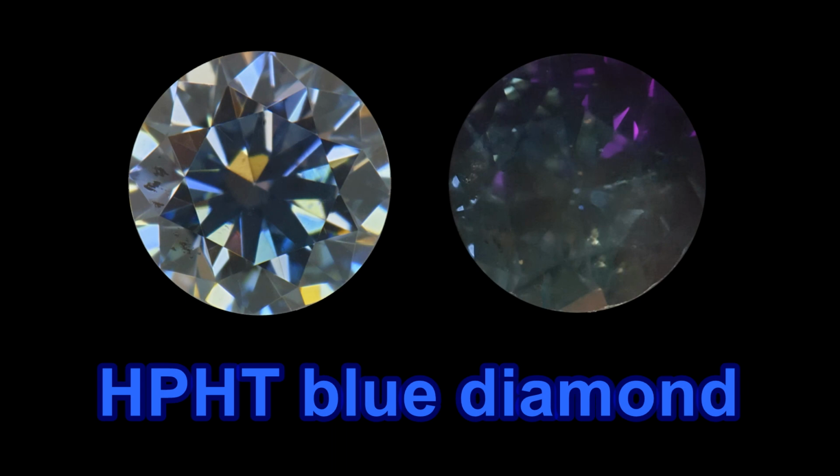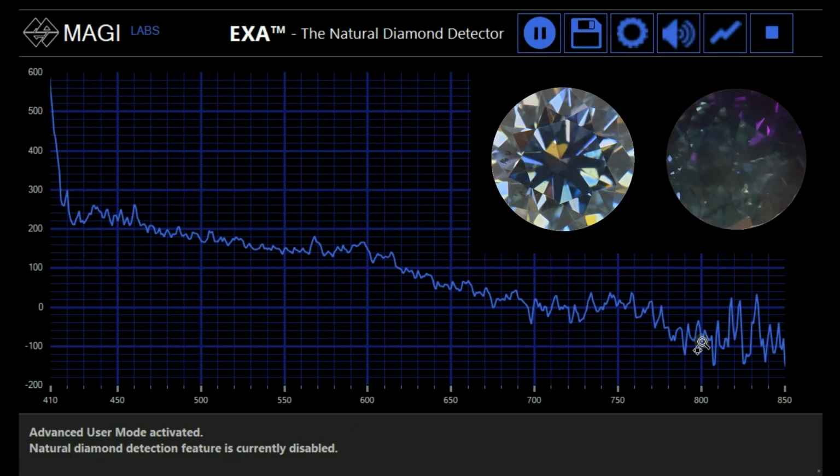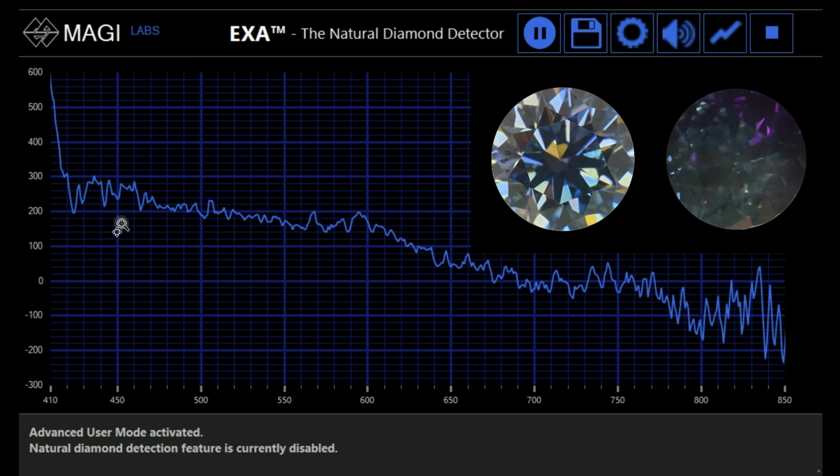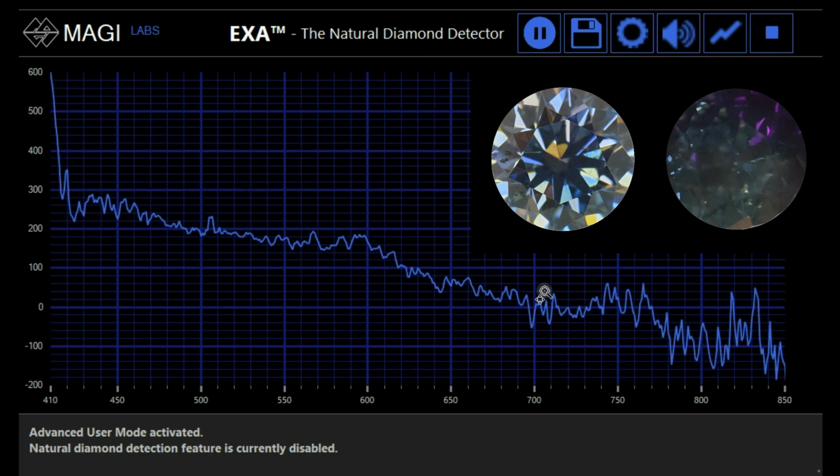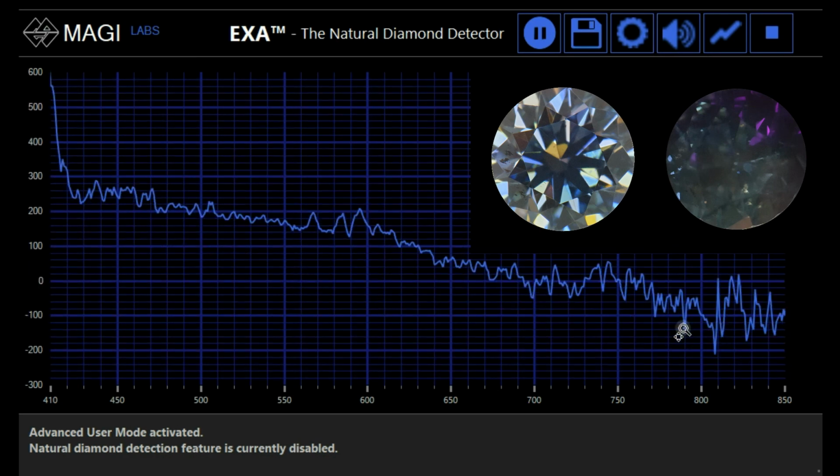HPHT blue diamond. HPHT synthetic blue diamonds are usually type 2B and it is not possible to distinguish them from natural by fluorescence spectroscopy.